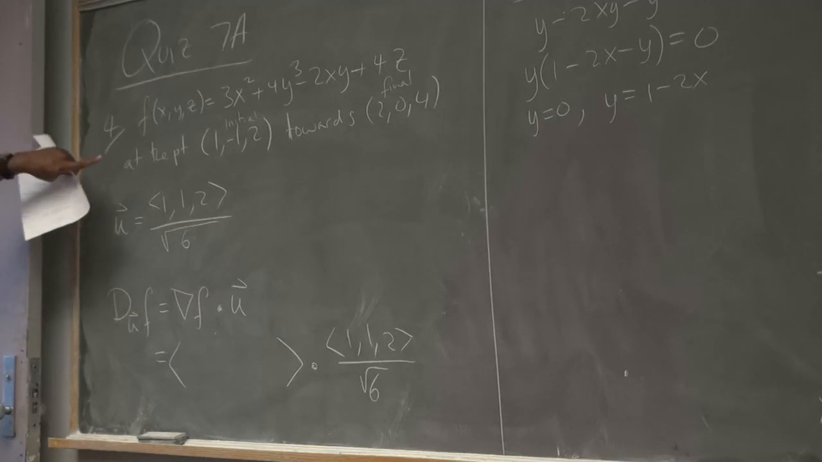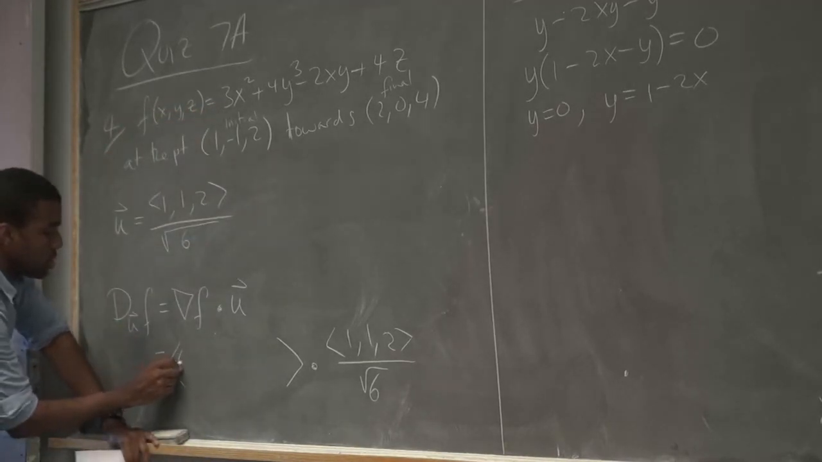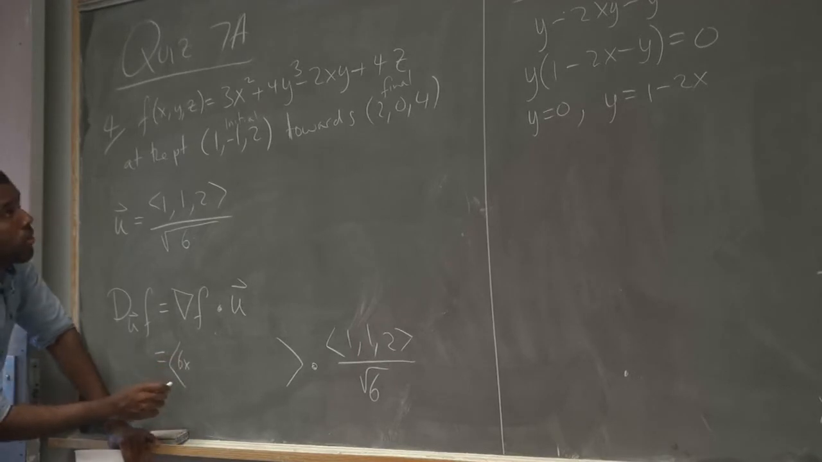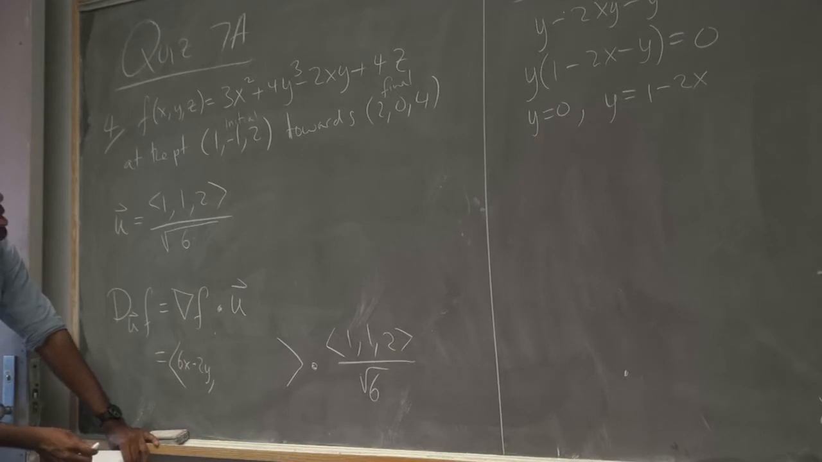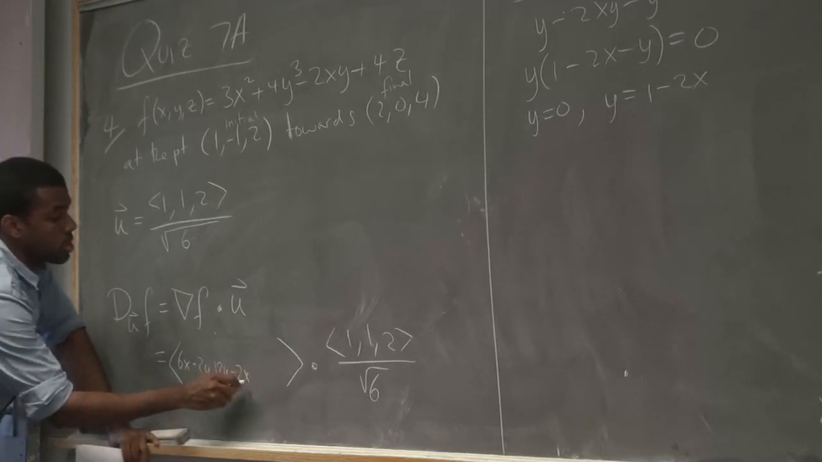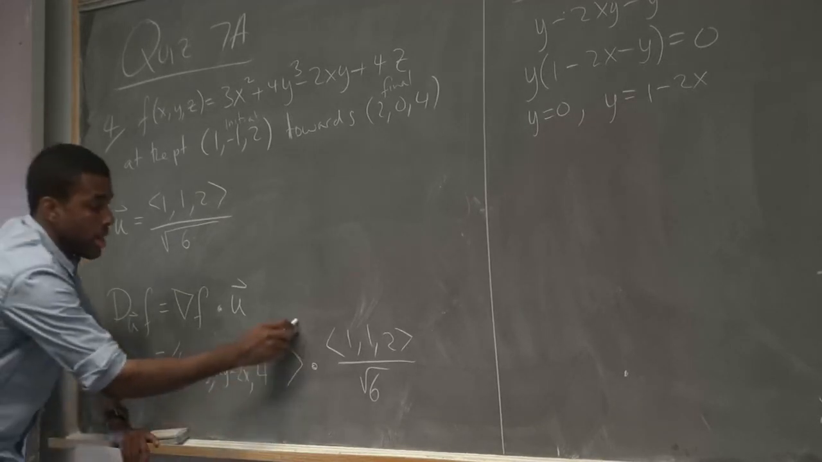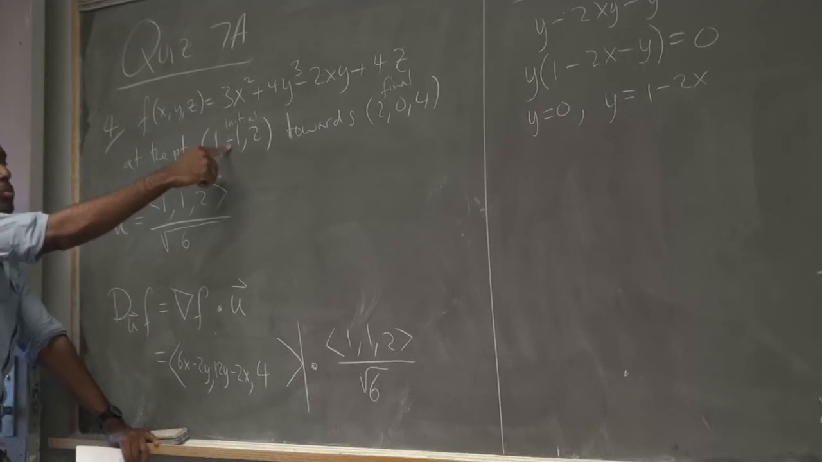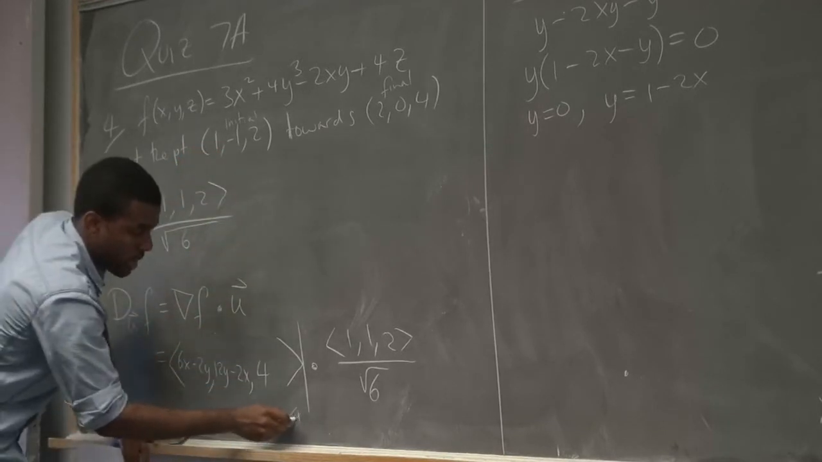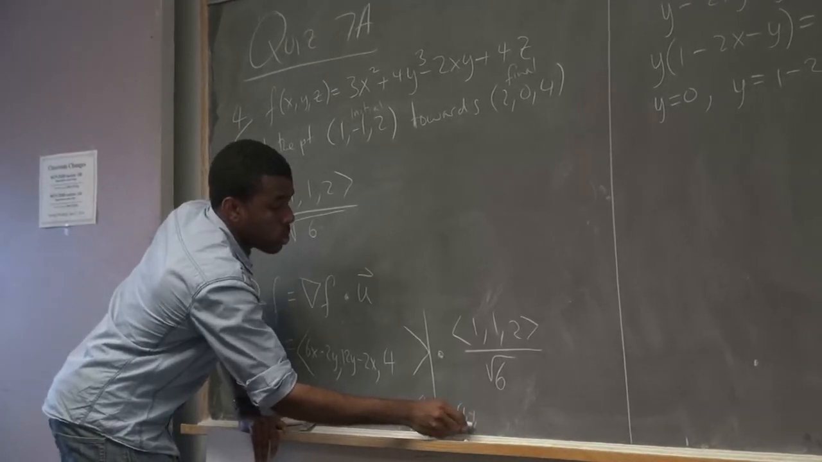Now the gradient of f: you take the partial with respect to x, you get 6x minus 2y, partial with respect to y, 12y squared minus 2x, partial with respect to z is just 4. And I want to evaluate this at the base point, right? So I'm going to evaluate this when x, y, z is equal to 1, minus 1, 2.